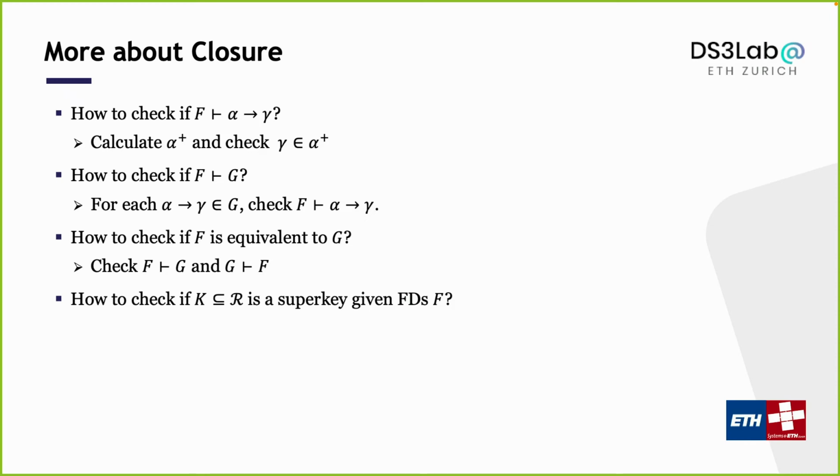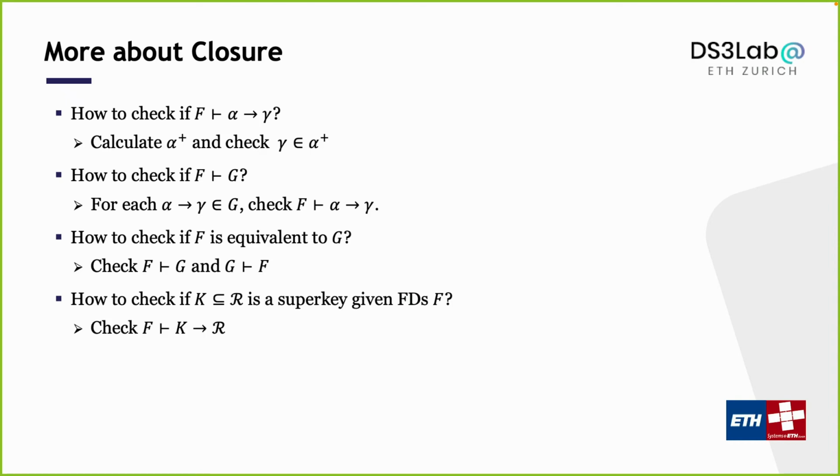Now, assuming I give you a relation R, how to check whether a subset of attributes K is a super key or not? And that starts to look a little bit useful, right? So how can I automatically, systematically check whether a set of attributes is a super key or not, given the functional dependencies I have on the schema?